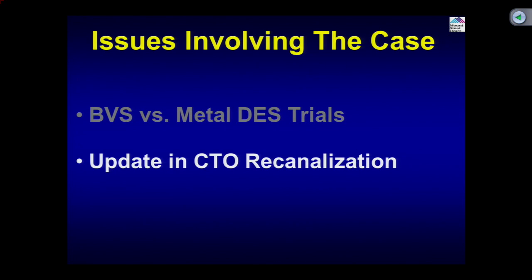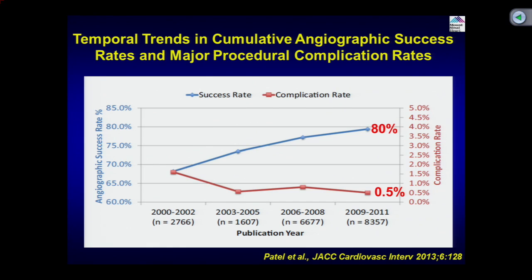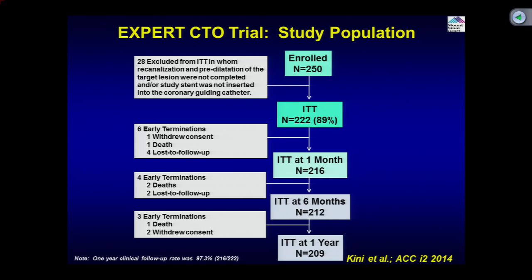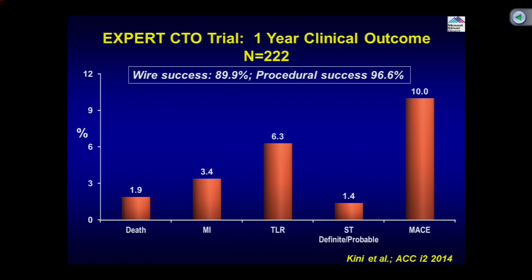But quickly, the second update in CTO recanalization, as I mentioned, the success rate continues to increase. Expert CTO, which was presented by Annu in the ACC of 200 plus cases, showed the wire success of 89.9%, procedural success of 96.6%. So these are the current data in United States, no longer Japan. These are the data we have.